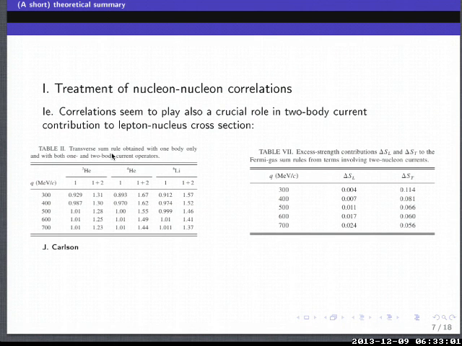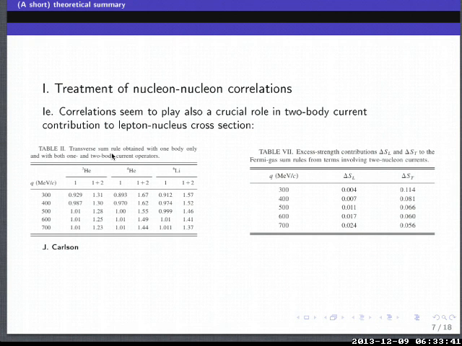The language is a little bit technical, but the message is that the transverse response is enhanced by 30-40%, depending on momentum transfer and on nuclei. These are full computations. On the right-hand side, we see how important correlations are, because here are similar computations with a Fermi gas nucleus ground state.